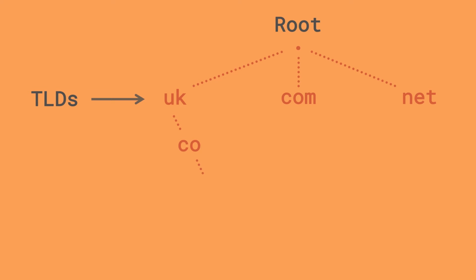For example, co, which is UK specific and stands for commercial, is a subdomain of the UK. Then Google is a subdomain of that, and then so is www. The definitions get slightly blurry, but www is a host because it refers to the web server hosting Google's web pages.